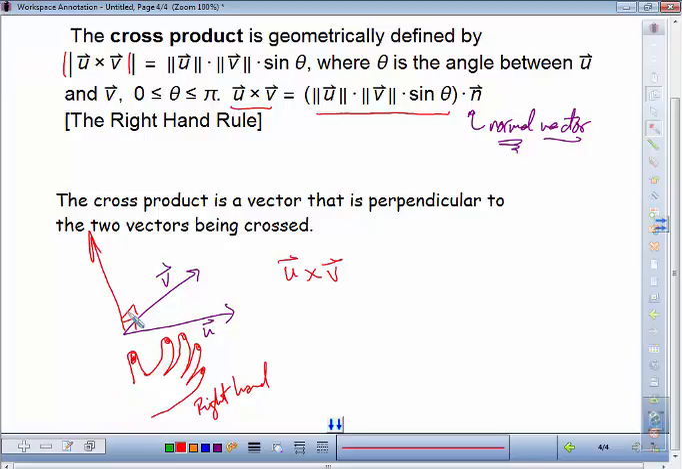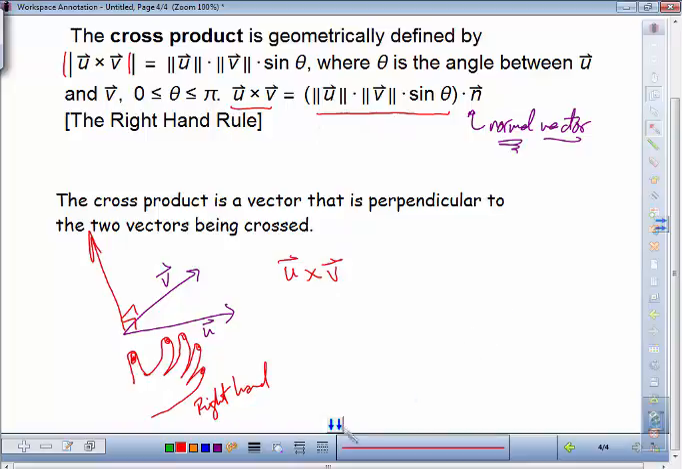All right, so that's how you figure out which way your normal vector, your cross product vector, is going. So that's one idea behind which normal you're going.